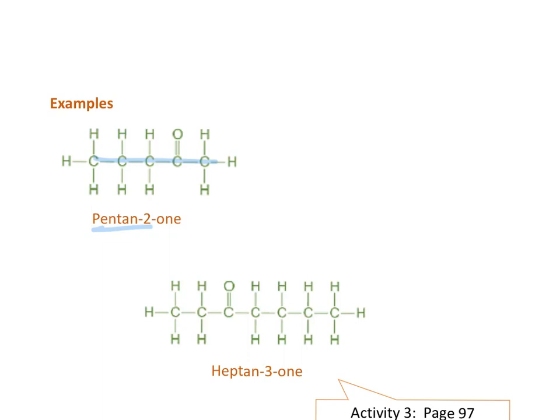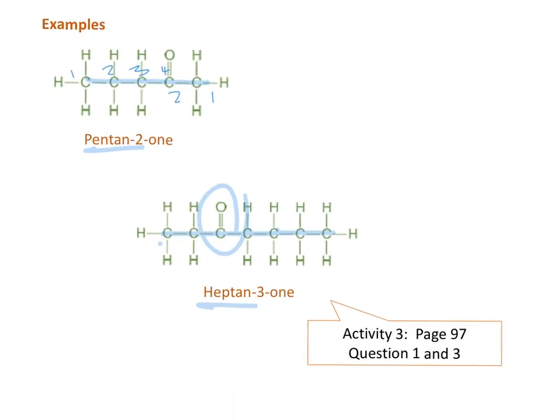When we look at numbering, 1, 2. I've gone from the left so that the O sits on the second one. If we go from the right, 1, 2, 3, 4, it sits on number 4. That is too big. When we look at heptanone, the other one here that we've got, 1, 2, 3, 4, 5, 6, 7. Apparently I can't count. Here's my hept-, so it's heptane, 3-one because we're numbering from the left. Please now do activity 3 on page 97 of your textbooks, questions 1 and 3.